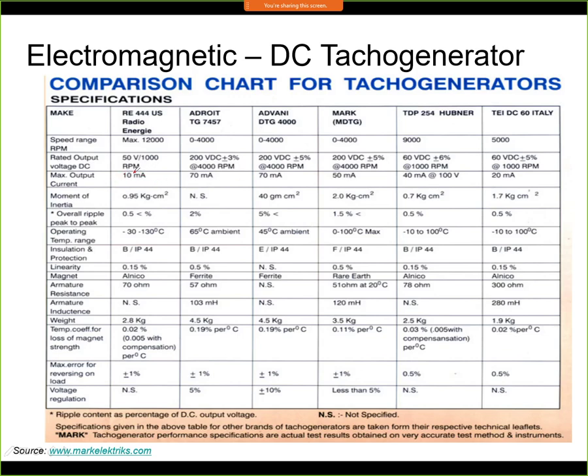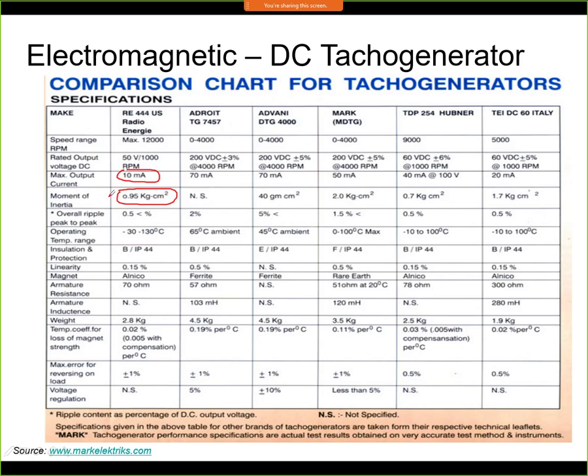The maximum output current is what I was talking about with respect to the load resistance. If I choose the load resistance to be too small, then I will draw a large current, and I cannot draw a current larger than this value. For this model it's just 10 milliamperes. For this model it's 70 milliamperes. So this is telling me that the DC tachogenerator cannot provide a lot of electrical energy. It's not a generator used as a power supply, but it is a sensor.